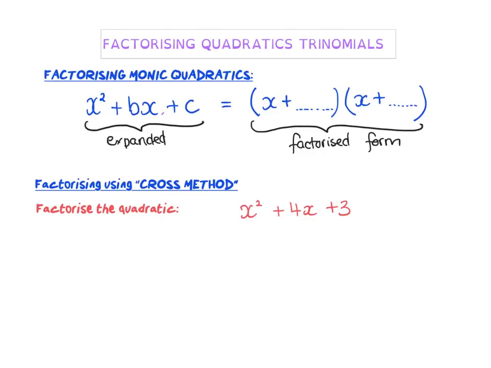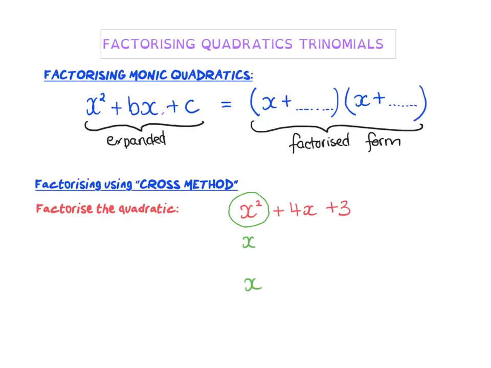Alright, so we are going to factorize our expression using the cross method. As you can see, we want to get it into the bracket form. So we have this expression here, x squared plus 4x plus 3. The first thing we're going to do is get factors of x squared. What are things that are times together to give x squared? X. So we could say factors of x squared are x and x.